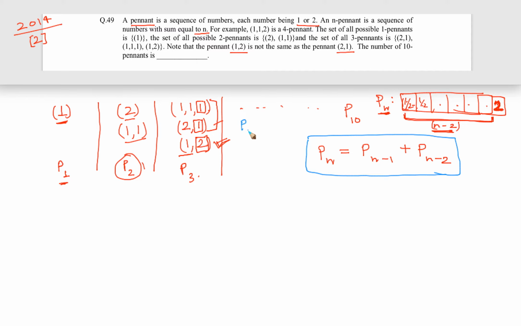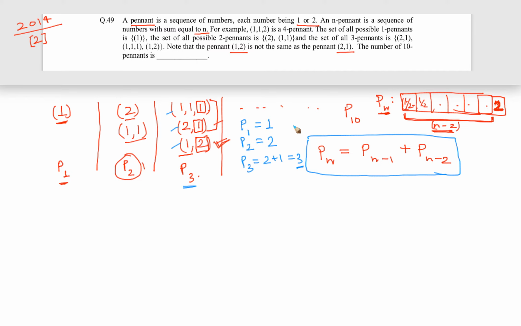But let's see what are the things. So let's see what is P1. P1 is the number of 1 pennants, which is basically 1. What is P2? P2 is the number of 2 pennants, which is 2. These are the terminating conditions. And then after that, from P3 onwards, you can simply apply the formula. So Pn is equal to Pn minus 1 plus Pn minus 2. So P3 is basically P2 plus P1. What is P2? 2. What is P1? 1. 2 plus 1 is equal to 3. And in fact, you can verify from here also that P3 is basically 3, right?